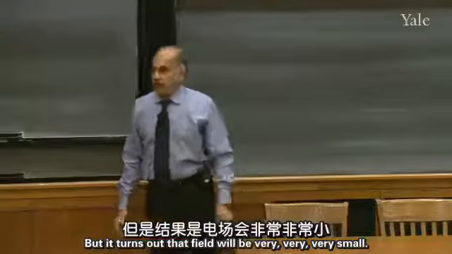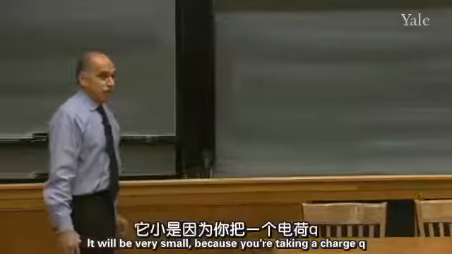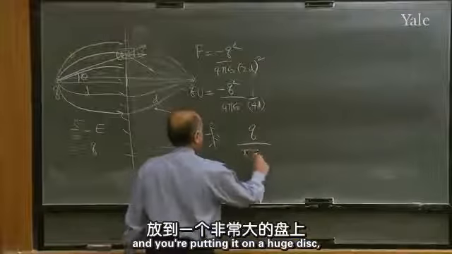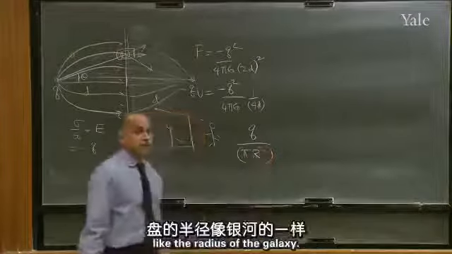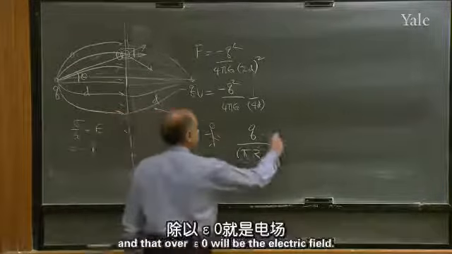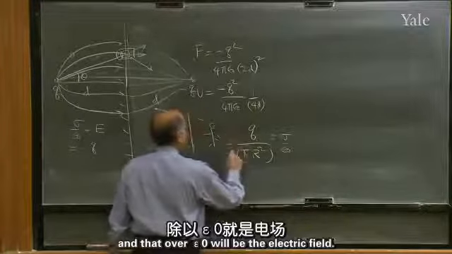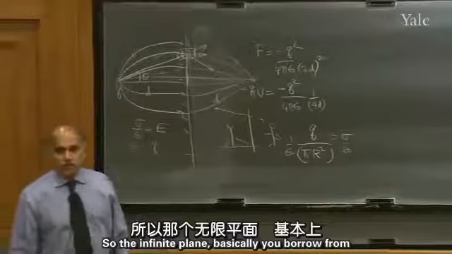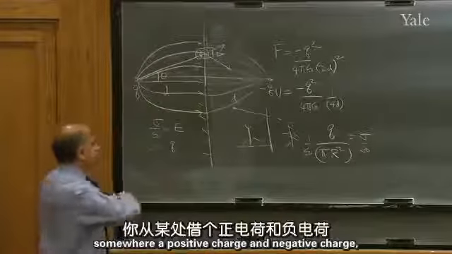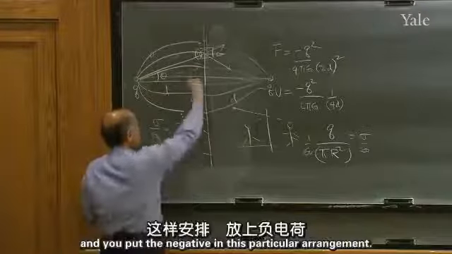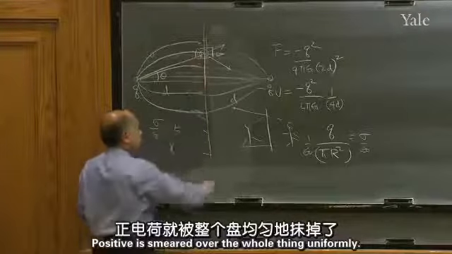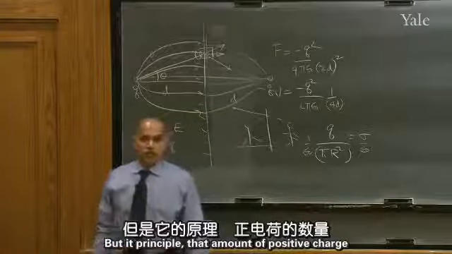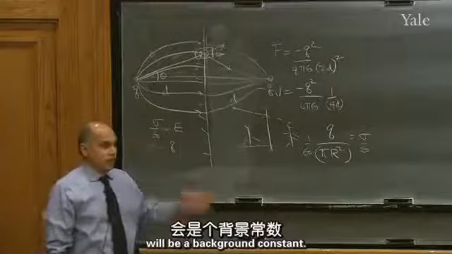But it turns out that field will be very, very, very small. It'll be very small because you're taking a charge Q and you're putting it on a huge disk, like the radius of the galaxy. That's a charge density. And that over epsilon 0 will be the electric field. You can see that that can be made vanishingly small. So in the infinite plane, basically you borrow from somewhere positive charge and negative charge, and you put the negative in this particular arrangement. Positive is smeared over the whole thing uniformly. It is so dilute because of the size of it, it doesn't matter. But in principle, that amount of positive charge will be a background constant.